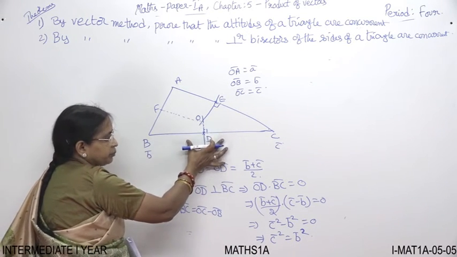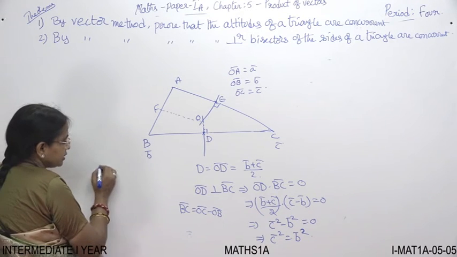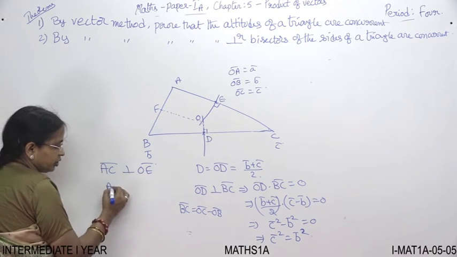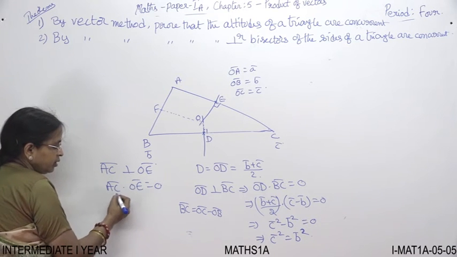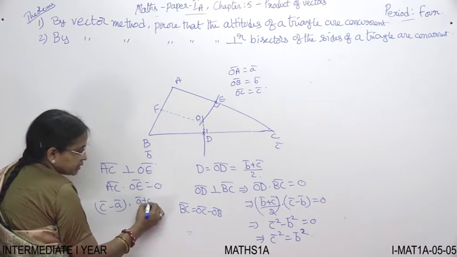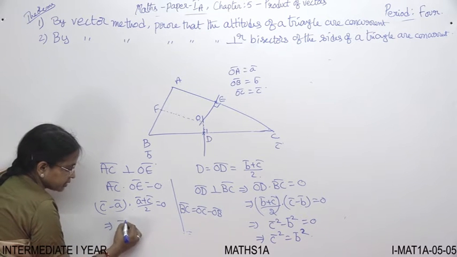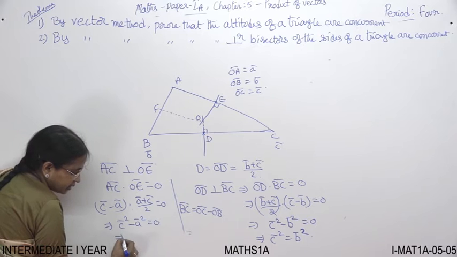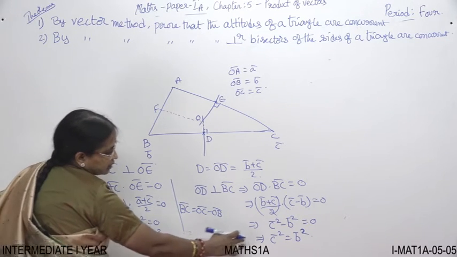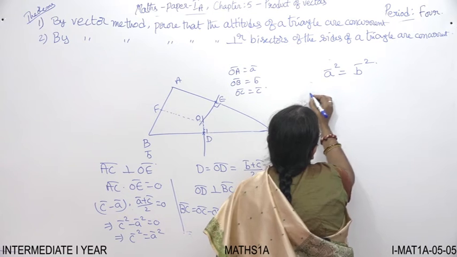So OD is perpendicular to BC, and from this we got C square is equal to B square. Now again take AC, which is perpendicular to OE. So AC dot OE is equal to 0. AC means C minus A dot OE, and E is the midpoint of AC, so it becomes A plus C by 2. So C minus A dot C plus A by 2 is 0. So you'll get C square minus A square is equal to 0, or C square is equal to A square. From these two equations, C square is equal to A square and C square is equal to B square, which implies that A square is equal to B square.